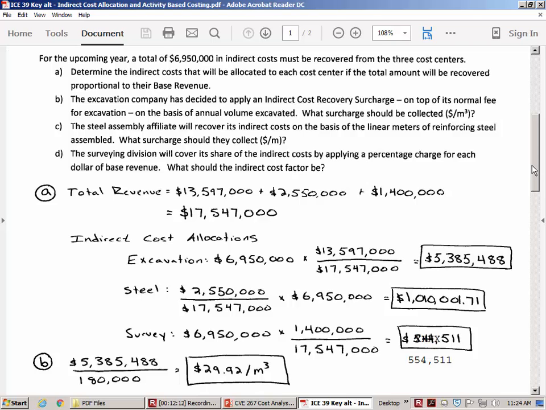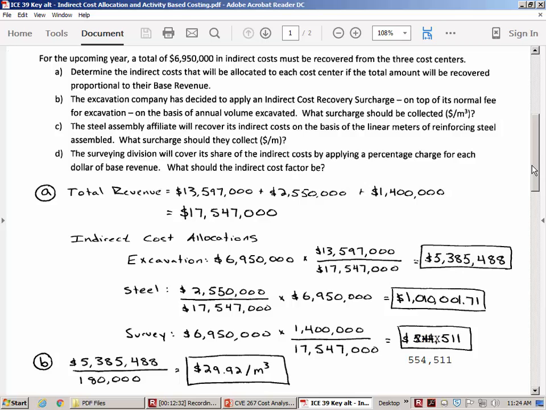So in addition to the normal charges, this isn't the total price that they charge their customers. They charge their customers what they have been charging in the past, but then they also need to add this amount on top of it to make sure that they can cover their direct costs and their indirect costs together.